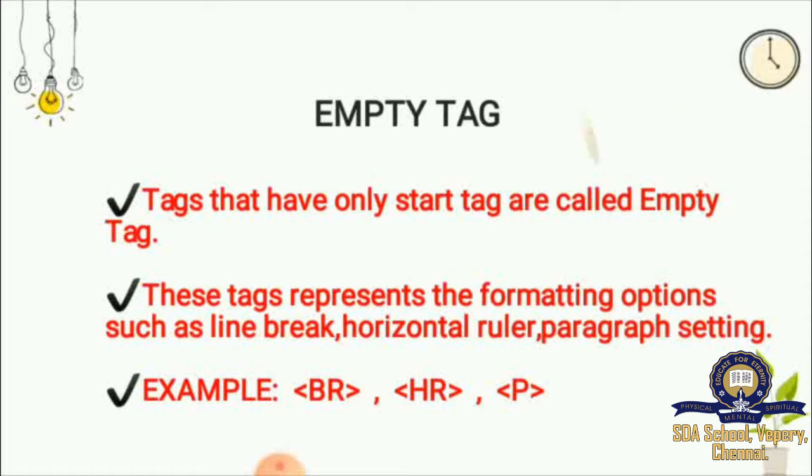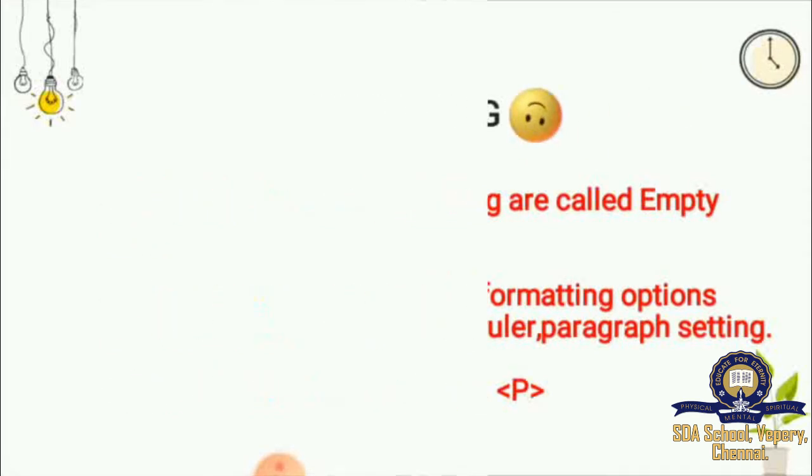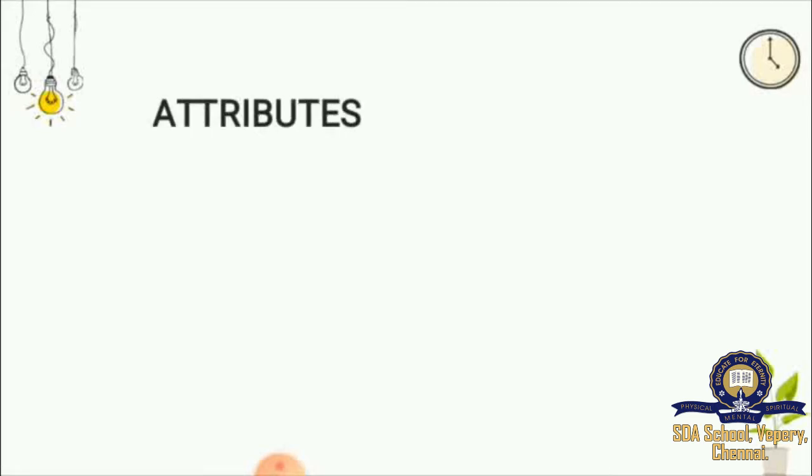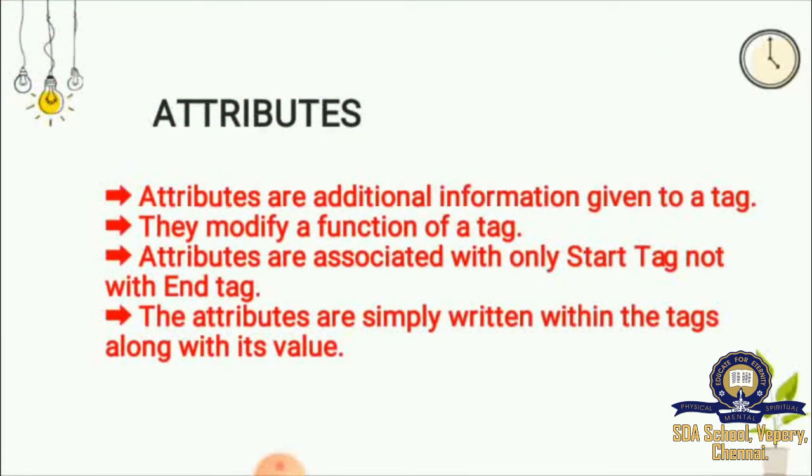Let's move on to the next topic, that is attributes. Attributes are additional information given to a tag. They modify the function of the tag. Attributes are associated only with the start tag and not with the end tag. The end tag will not include attributes. The attributes are simply written within the tag along with the value.